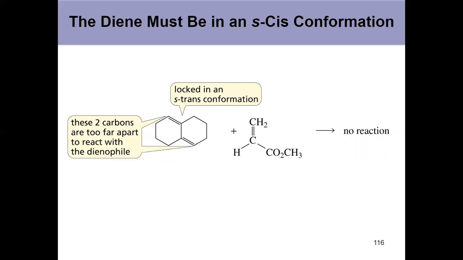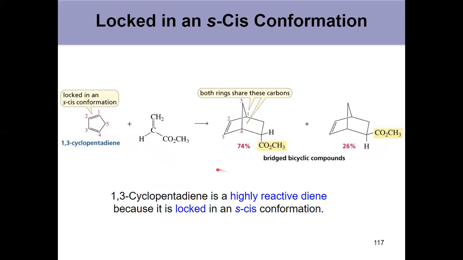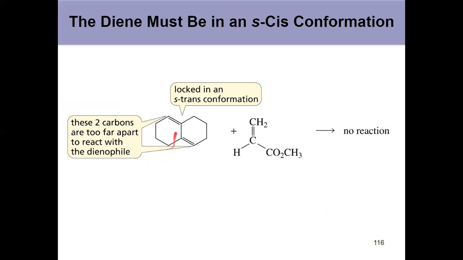Oh, I'm getting a little bit ahead of myself. Okay, let's jump ahead a slide just to keep that notation right. An even better way to run Diels-Alder is to get something that's locked into the s-cis conformation, cyclopentadiene. Going back a slide, this diene cannot do a Diels-Alder reaction because it's locked in the s-trans conformation.